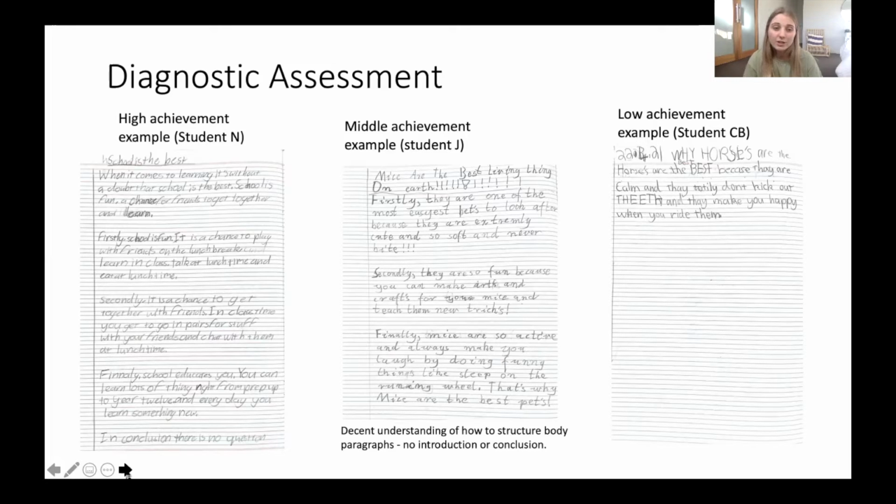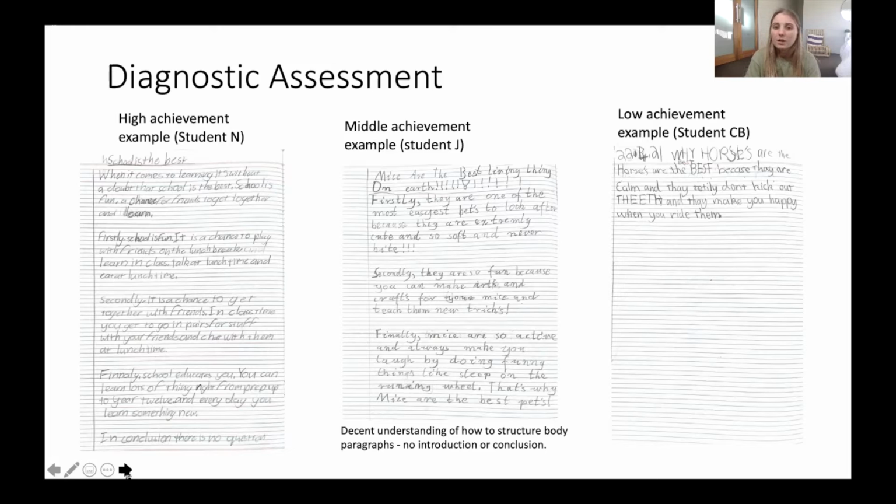And then the high achieving students, so here I've used student N as my example, almost wrote an entire persuasive text. I was very impressed with the high achieving students. These students were the ones who typically picked up concepts, not just in English, but across all subjects very quickly. So for them, just recapping the structure beforehand was enough.